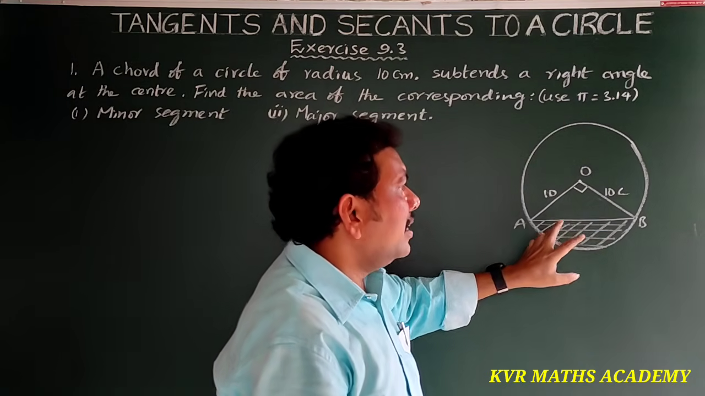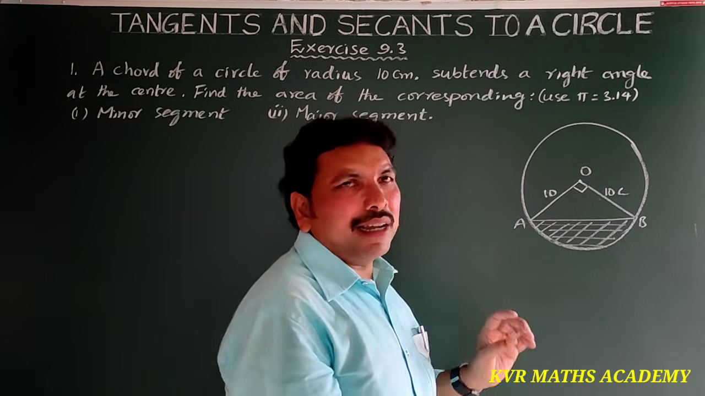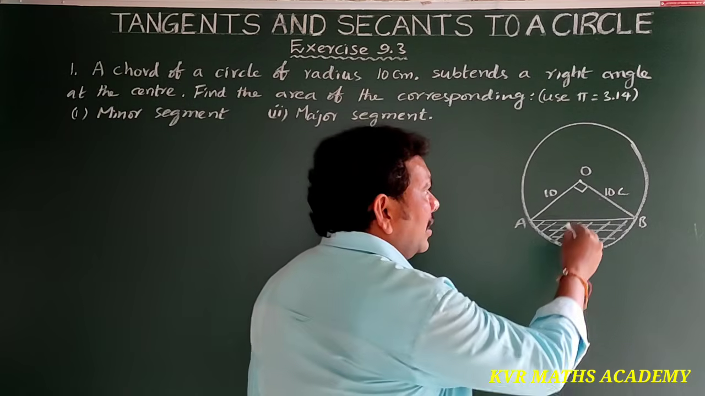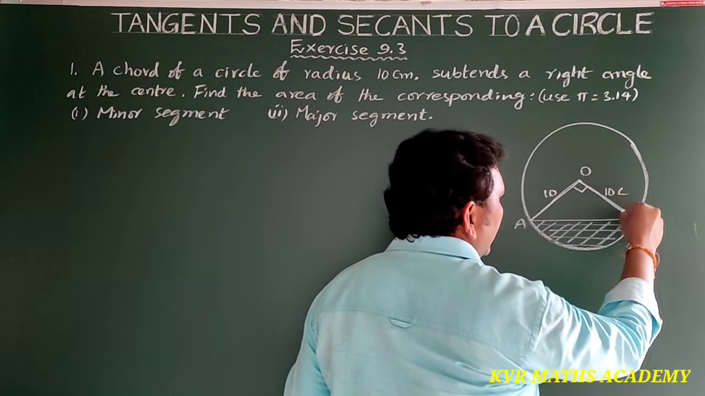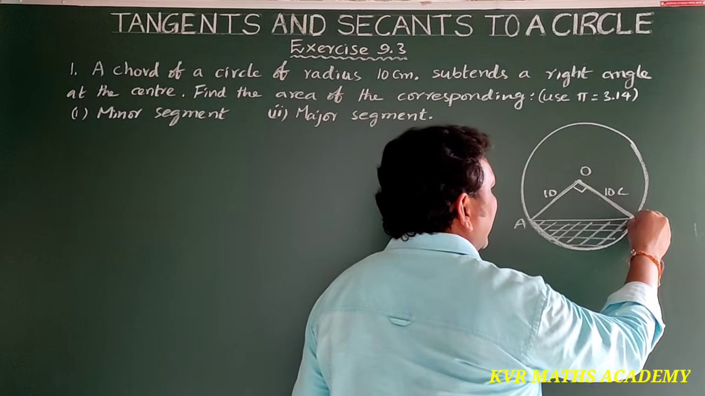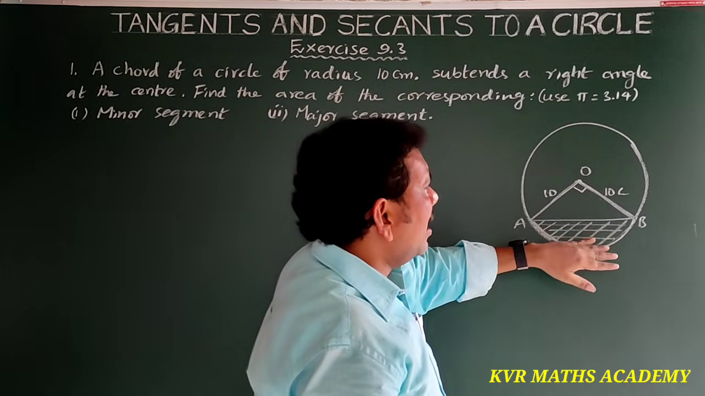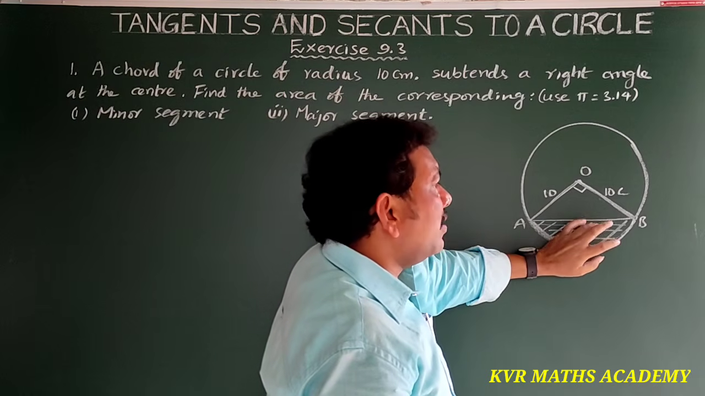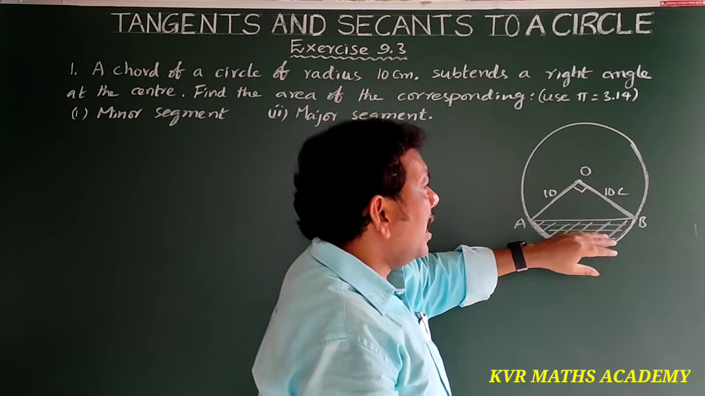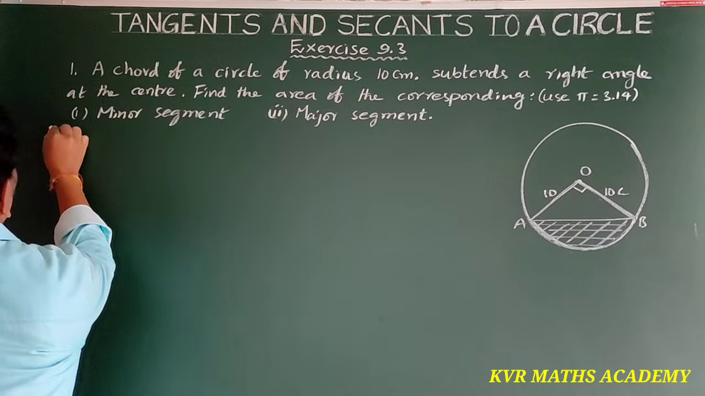So let us find the area of the minor segment and the major segment. First, the minor segment. How can you find the area of the minor segment? Look here, AOB is the sector, right? Yes, exactly, AOB is the sector. From the area of the sector, if you subtract the area of the triangle, then we can easily get the area of the minor segment. Area of the sector minus area of the triangle. Yes, right, first the solution.